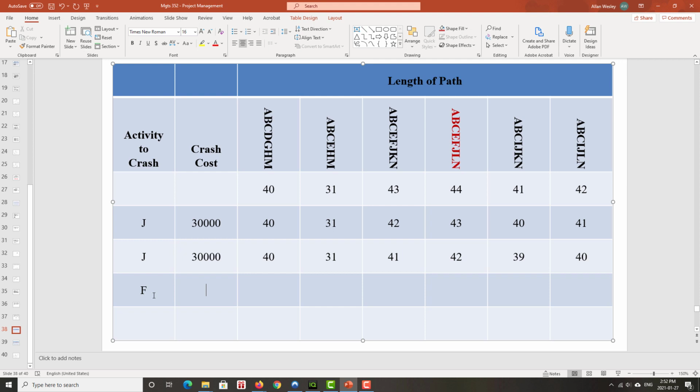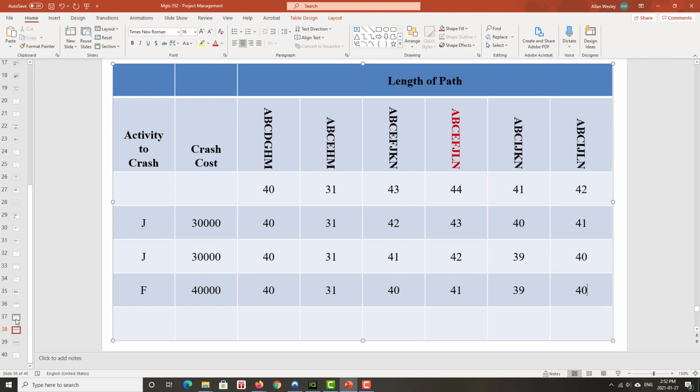We crash F. That does cost us a little bit more, 40,000. F is not in the first one, so that doesn't change. It's not in the second one, so that doesn't change. It is in the third one, so that goes down to 40. Of course, it's on a critical path, going down to 41. It's not in that path, no F there, and no F on the last one. Okay.